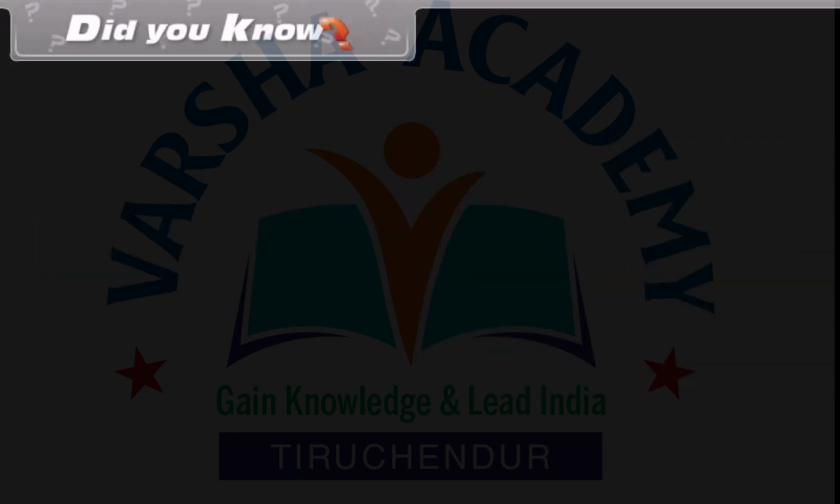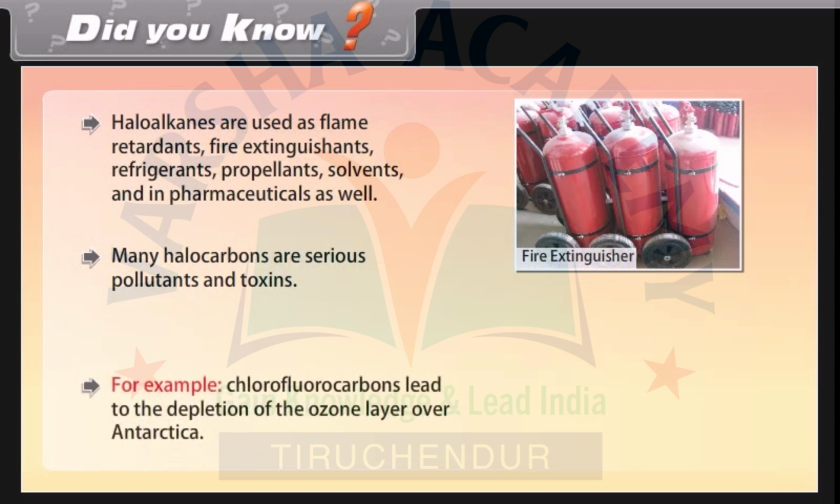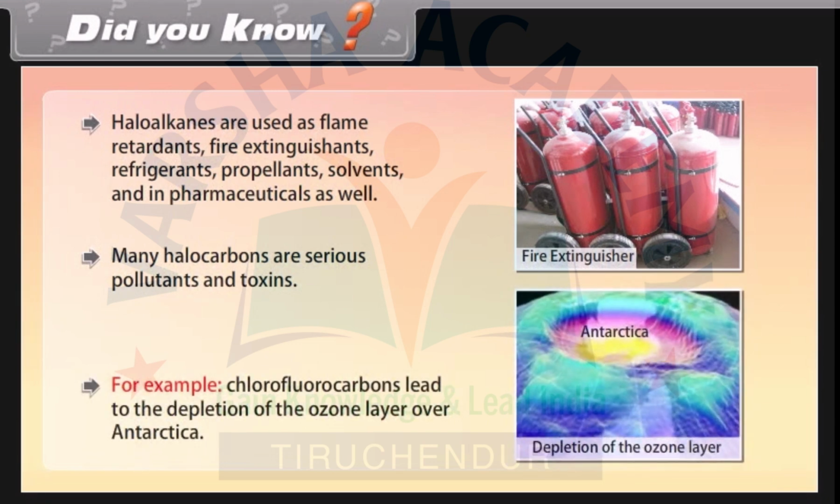Did you know, haloalkanes are used as flame retardants, fire extinguishants, refrigerants, propellants, solvents and in pharmaceuticals as well? Many halocarbons are serious pollutants and toxins. For example, chlorofluorocarbons lead to the depletion of the ozone layer over Antarctica.